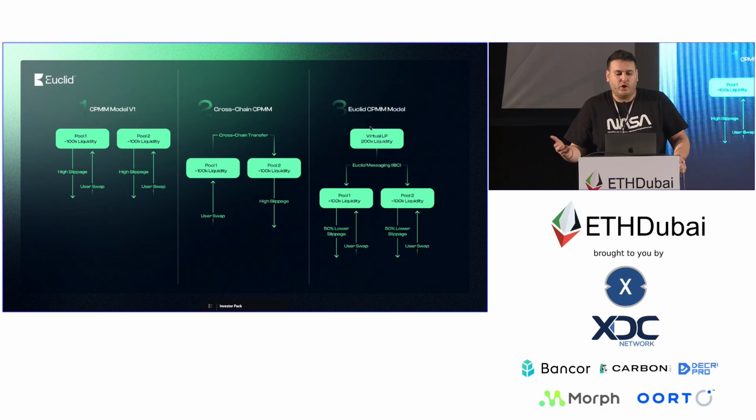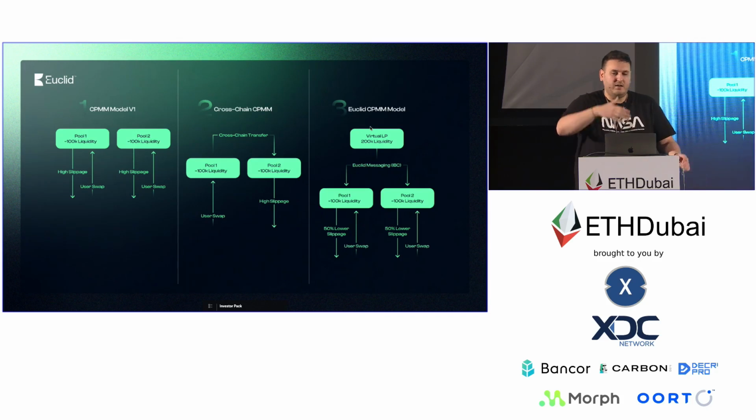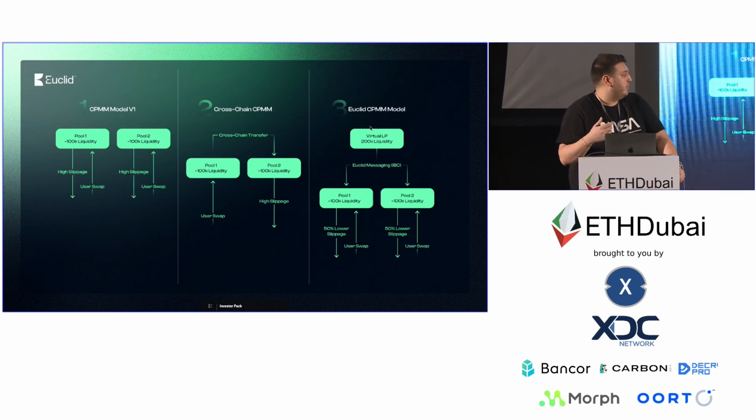Then you have cross-chain swaps, which we have seen a lot, and basically you have two pools, same thing, but now you can swap on one chain, bridge to the other, and then sometimes swap on the second pool as well, so you're still getting the same amount of slippage, if not more. And third of all, this is our new model, which we're aiming to build.